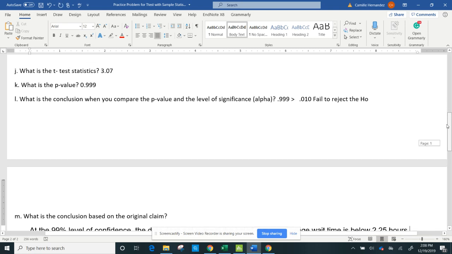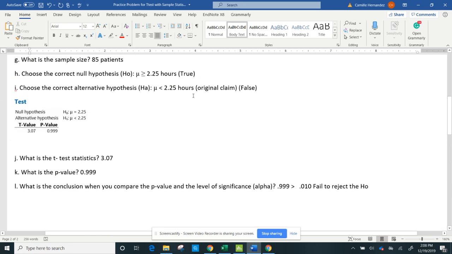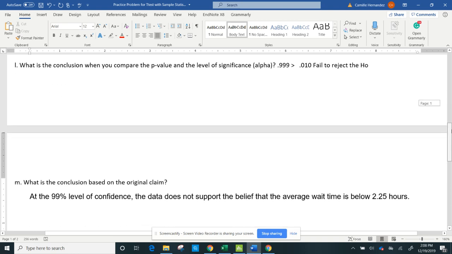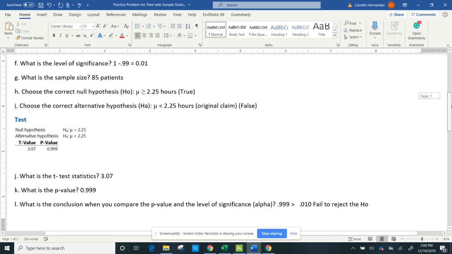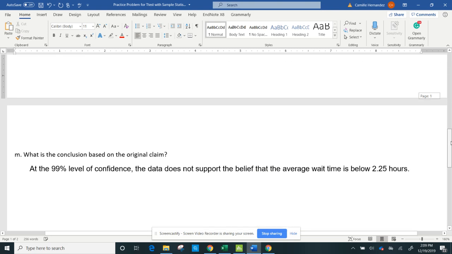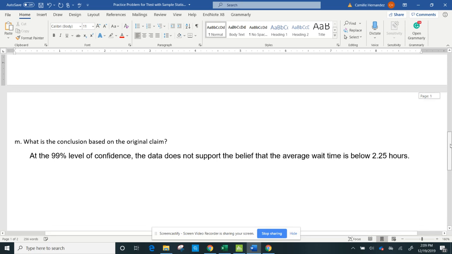Why? Remember, I'm going back up to explain it again. My alternative, which was my original claim, was found to be false. So basically the alternative is false because the data didn't support the belief that it was below it. So what it really means is it's either equal to or above. So that's my conclusion. At the 99% level of confidence, the data does not support the belief that the average wait time is below 2.25 hours. And again, I could add the t-value and the p-value if I was writing a research paper to help close up that loop.